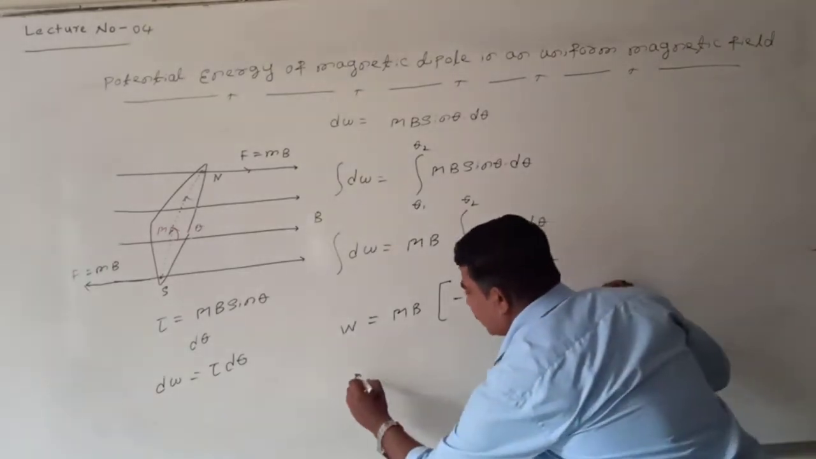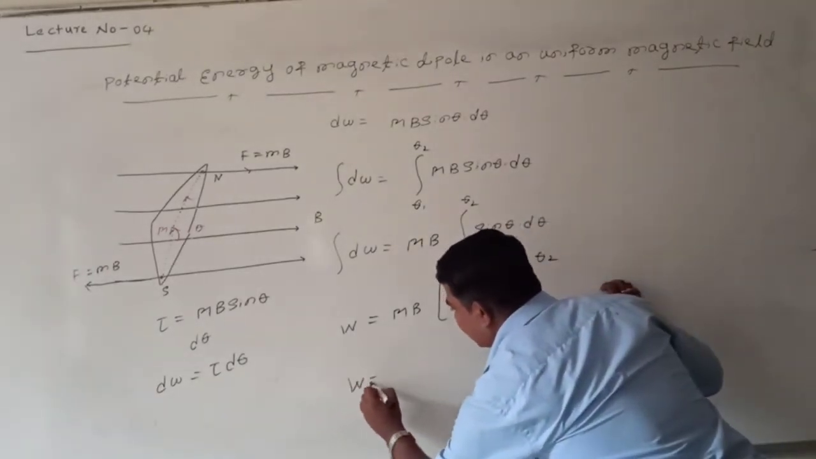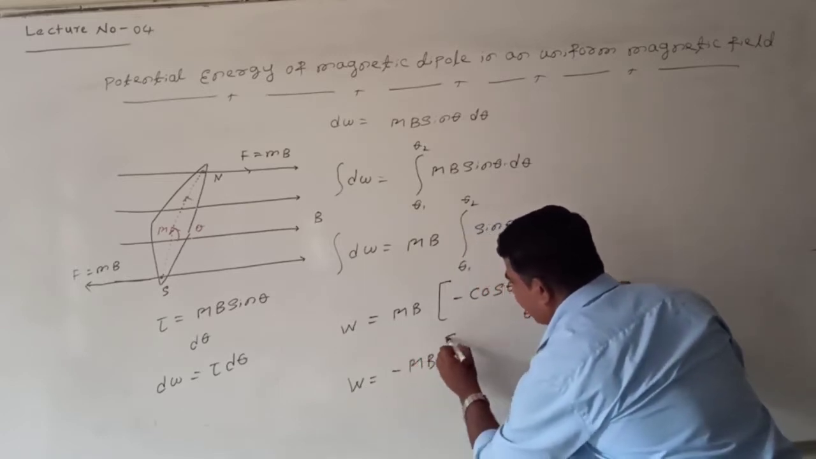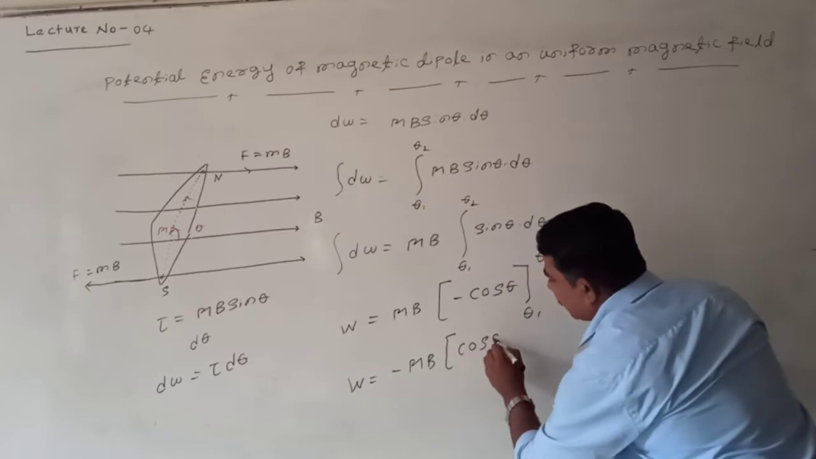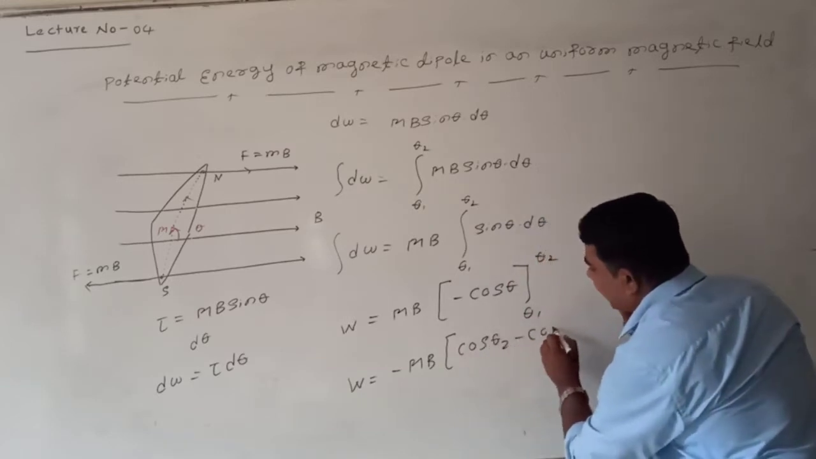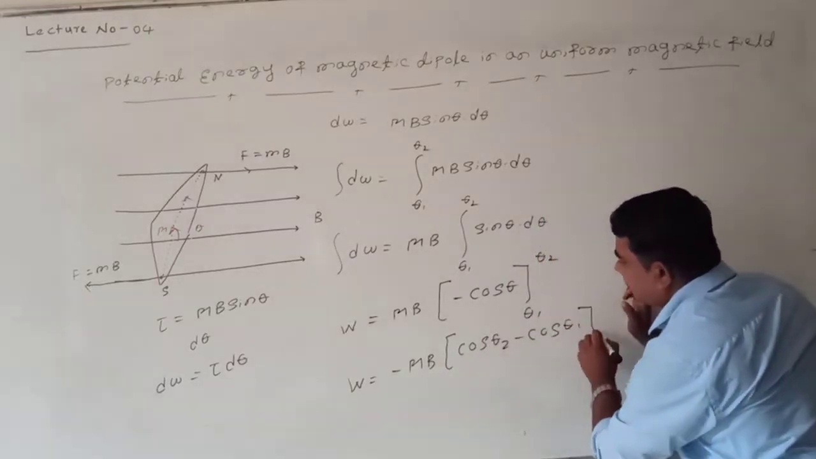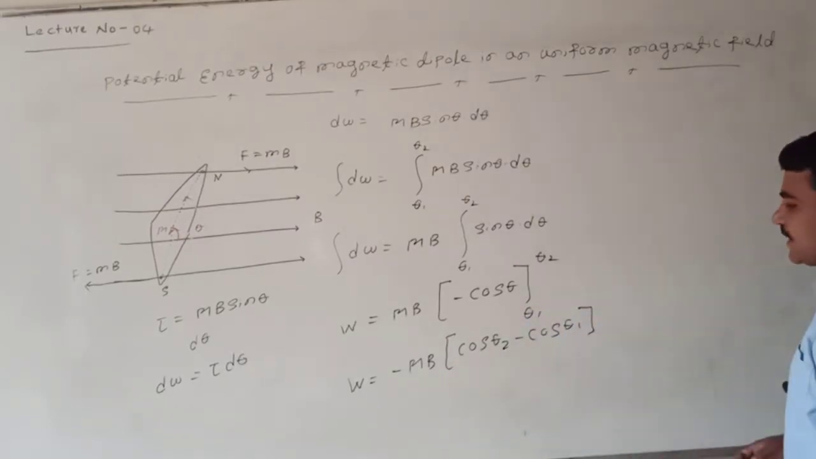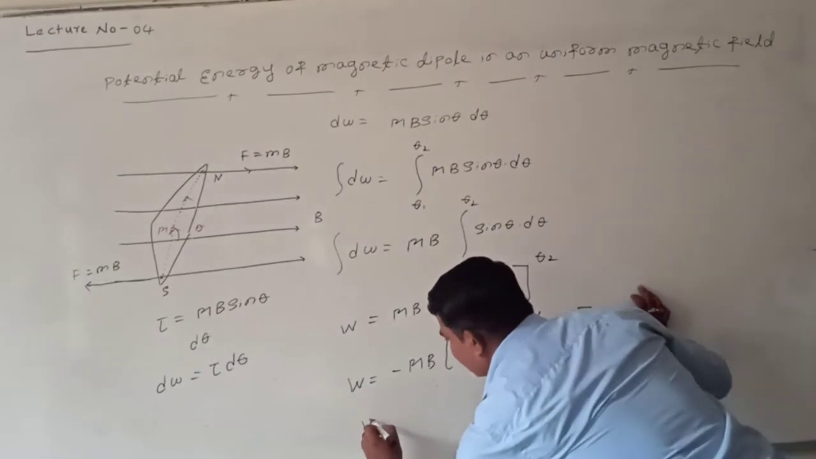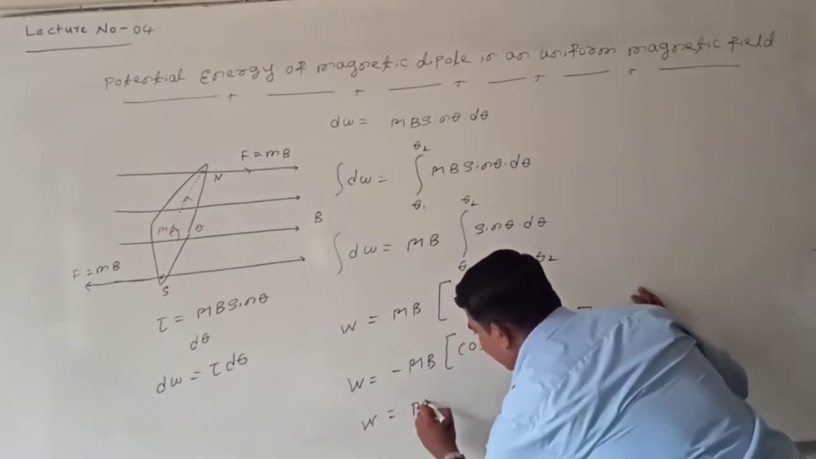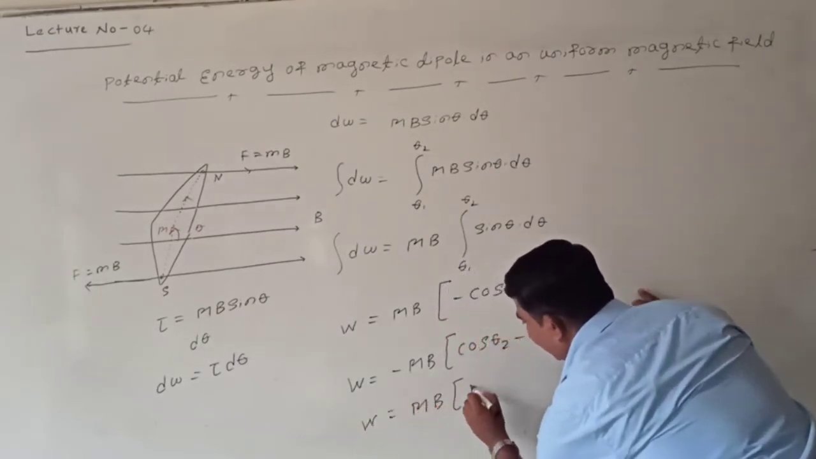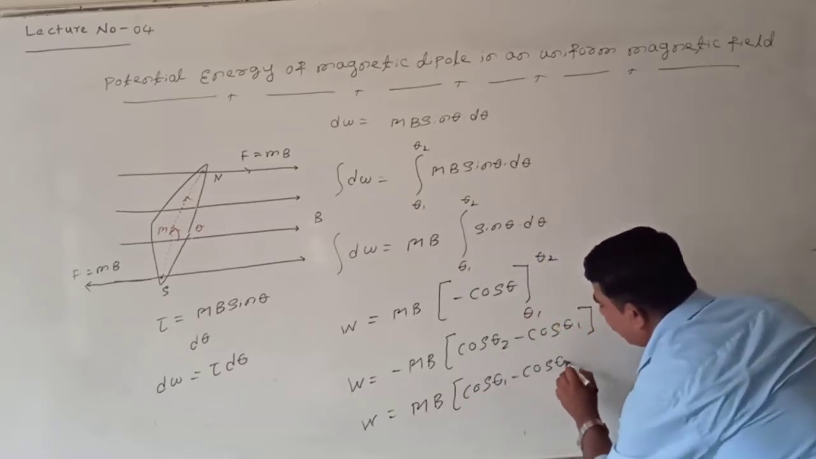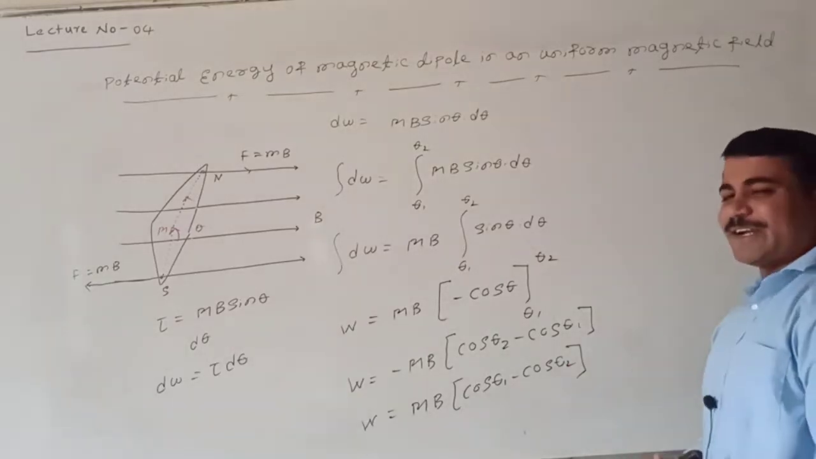One more step I will take. Total work done is equal to minus M B, taking it outside, cos theta 2 minus cos theta 1. Or if you multiply the minus sign inside, then W is equal to M B times cos theta 1 minus cos theta 2. Right or wrong?